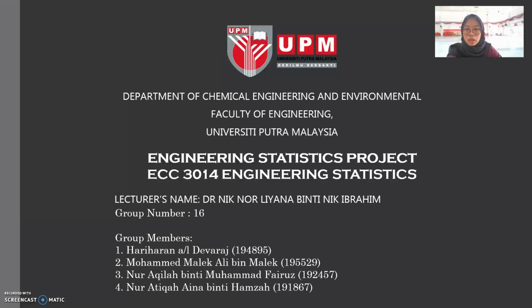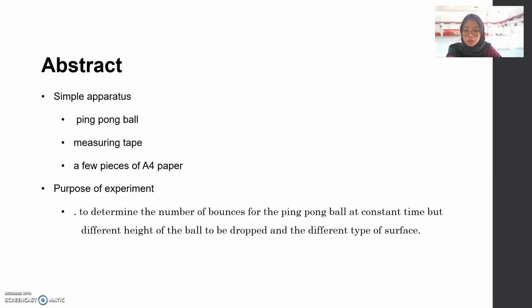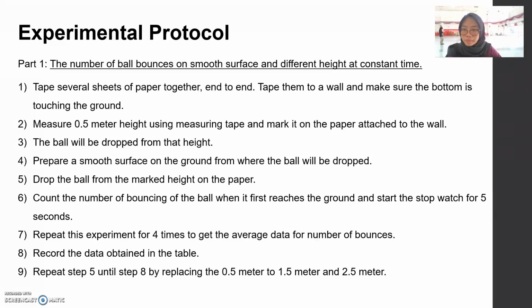Today our group wants to present about the engineering statistic project, and I will continue with the abstract. The simple apparatus that we use is a ping pong ball, measuring tape, and a few pieces of A4 paper. The purpose of the experiment is to determine the number of bounces for the ping pong ball at a constant time, but different height of the ball to be dropped and different type of surface.